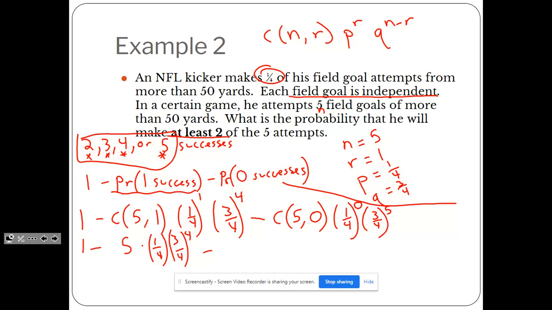Okay, 5 choose 0. Anything choose 0 is 1. 1/4 to the 0 is also 1. And then you'd have 3/4 to the 5th power. Okay, this one actually wouldn't be terrible to figure out. You just got to do 4 to the 4th, but then multiply it by 5. This will have the same denominator as that, so you already have a common denominator. That'll happen most of the time on these. Okay.